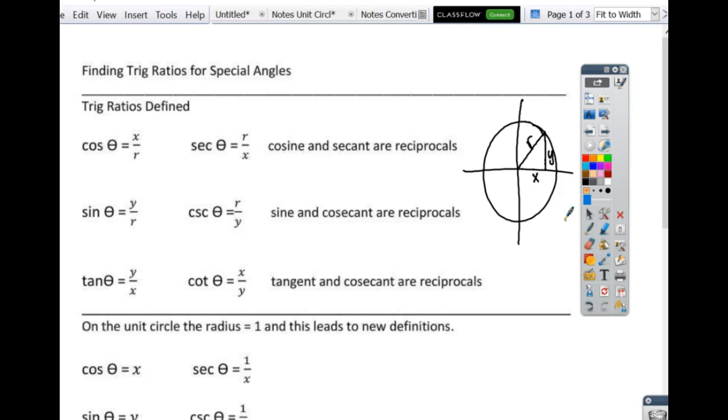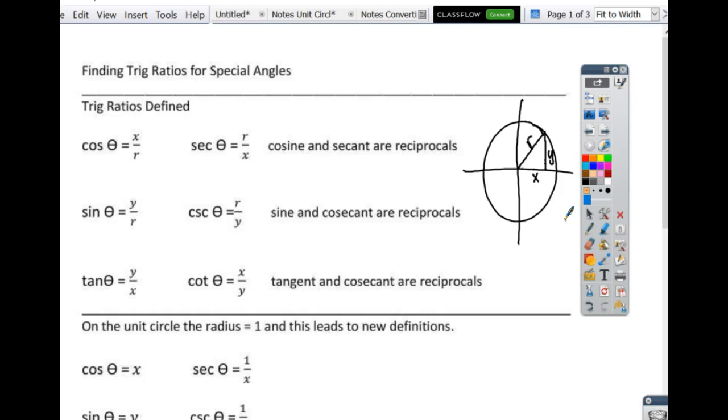On the unit circle, what is the radius equal? 1. So if I replace all the r's with 1, what is the cosine equal? It just equals x, right? So it's just the x value. And the sine is just going to equal the y value. And the tangent is the y over the x, but if I have an x value and a y value, I can find that, correct?